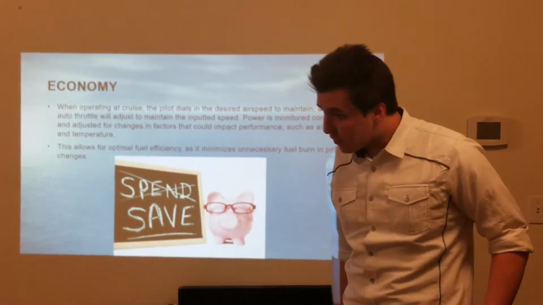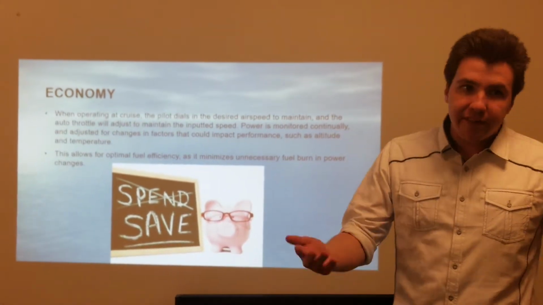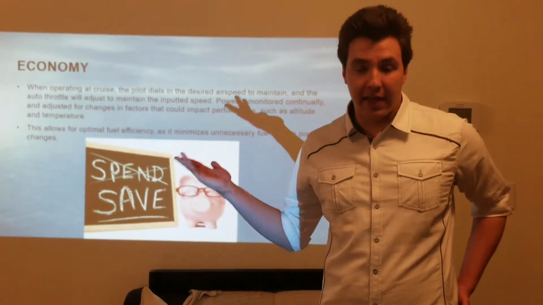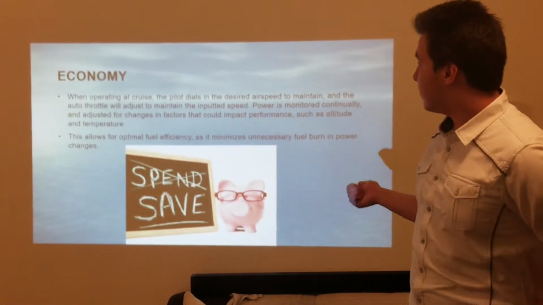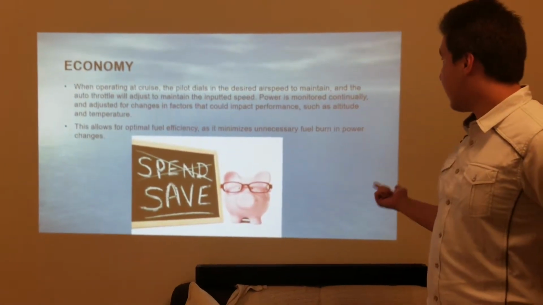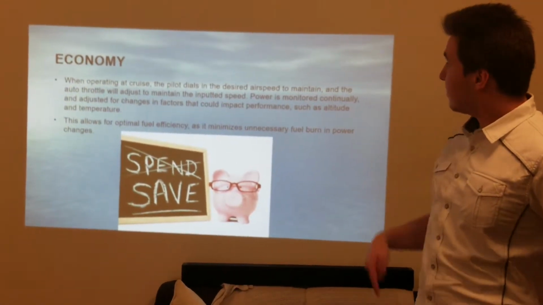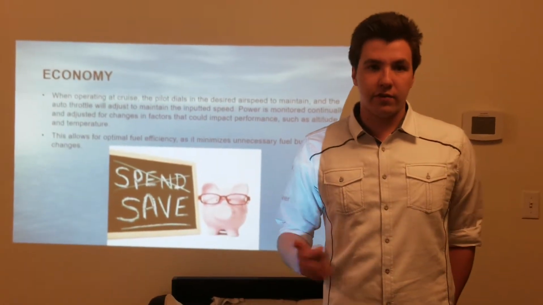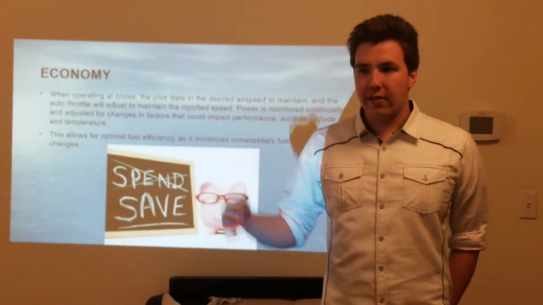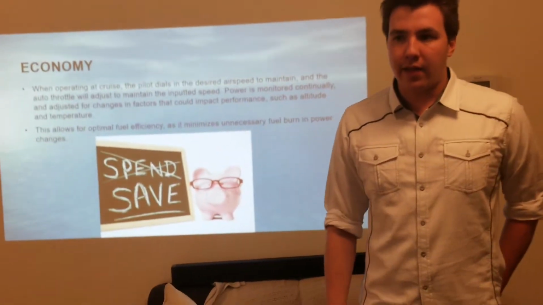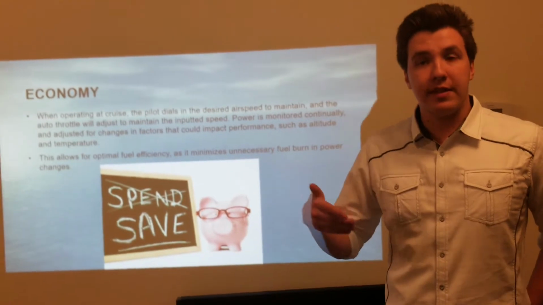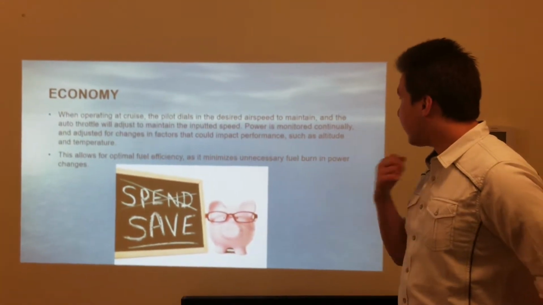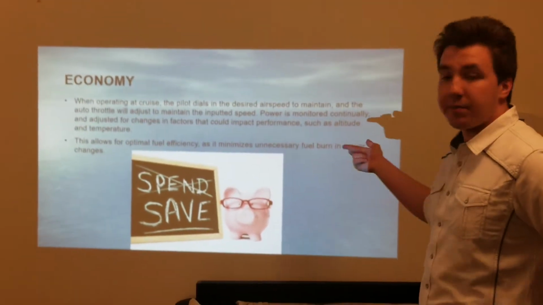The next one is economy that we've been talking about. While operating at cruise, the pilots obviously at first have a decent amount to do, but afterwards they want to maintain the best fuel burn they can for the flight, and they can do this using the auto throttle. They set the desired airspeed to maintain, and the throttle will adjust to maintain the inputted airspeed. Of course, factors can change during flight if you're going from an area of hot to cold, high-low temperature, dew point, etc. The configuration could change on what would be the best place for your airspeed to be at.